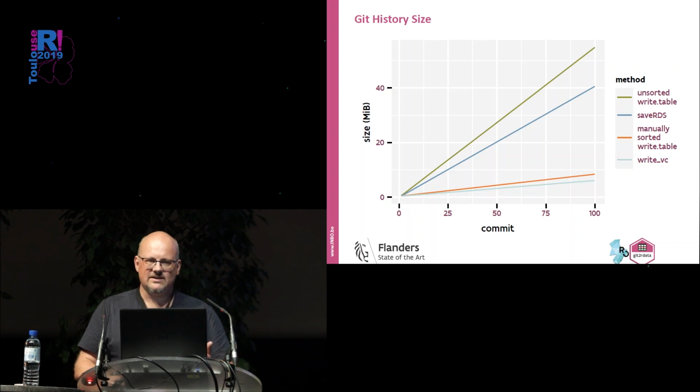The big downside of this is that you will have to remember to do the sorting and to use exactly the same sorting every time over and over again. That's something that write_vc does for you. You only have to specify the sorting the first time. And on top of that, you get the optimization to create even more compact files.